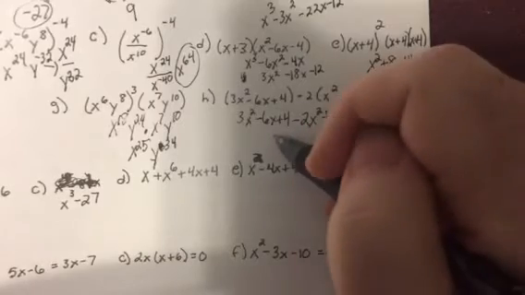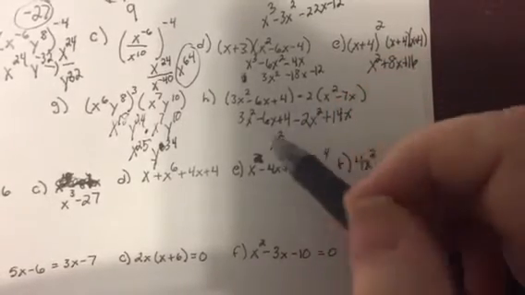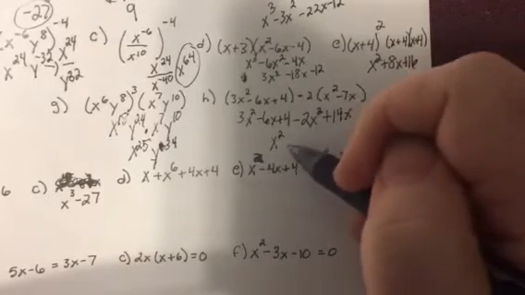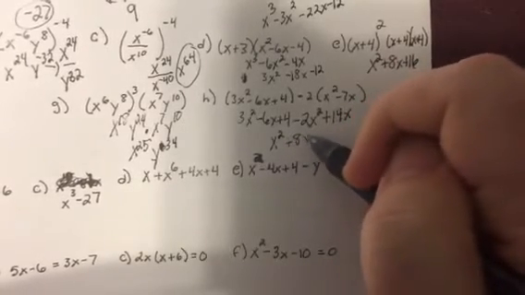3x squared minus 2x squared is x squared. Minus 6x plus 14x is plus 8x. And then we got the plus 4.